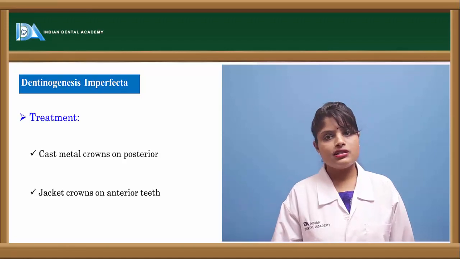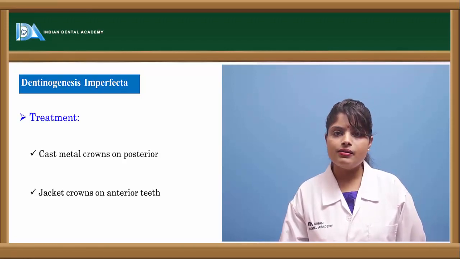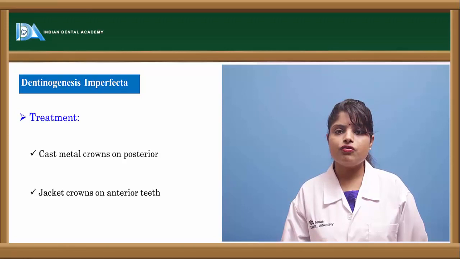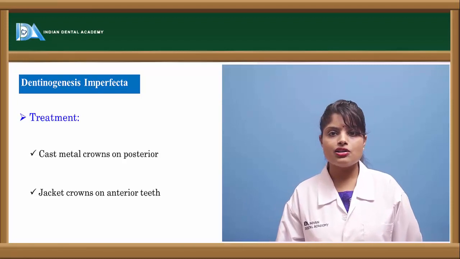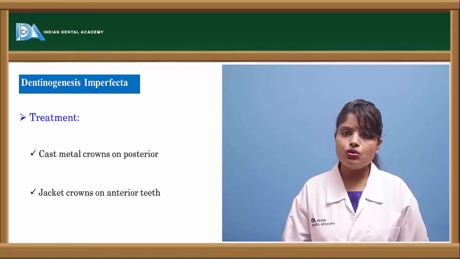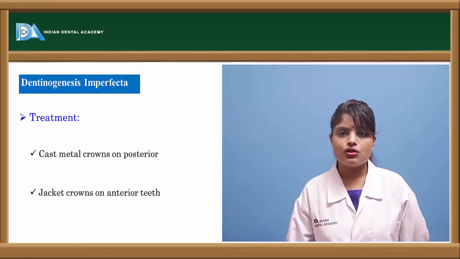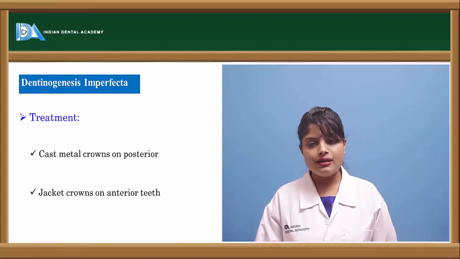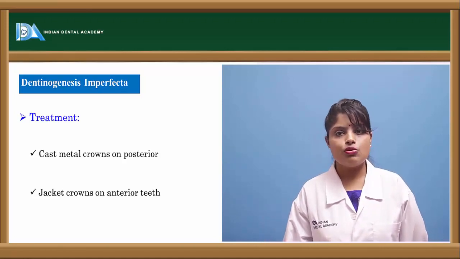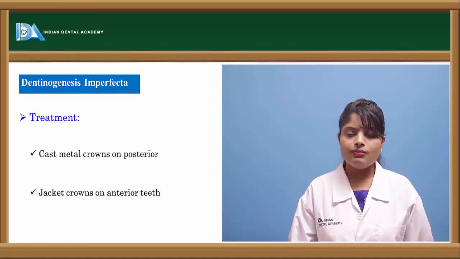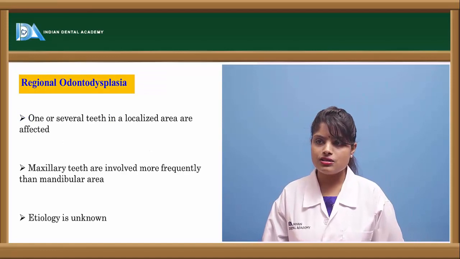In dentinogenesis imperfecta type 1, the teeth will be brownish or bluish in color, and there will be defective or very little dentine formation, leading to normal enamel thickness but a large pulp. Then in type 2, similarly, the dentine is deformed or very thin, and the tooth structure will be less bulky. In type 3, there will be frequent pulp exposures, leading to pain and other pathosis. Cast metal crowns and jacket crowns are indicated in the case of dentinogenesis imperfecta.